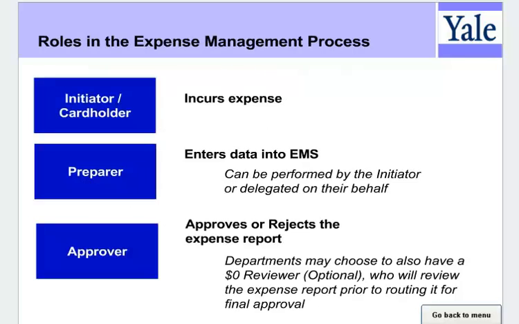There are several roles specific to the expense management process. The initiator, the person who incurred the expenses, has the option to either complete the expense report, him or herself, or delegate it to the preparer. There are two types of preparers. The transmittal preparer is responsible for filling out the expense report transmittal form on behalf of the initiator and providing it to the transaction preparer, who will enter the expenses into EMS. The approver reviews the details of the report and then decides whether to approve the report, reject the report, or initiate a change.